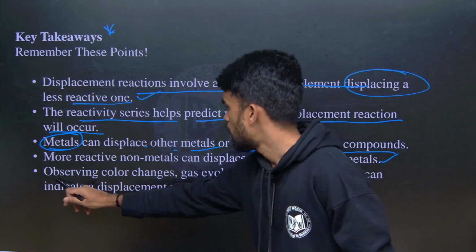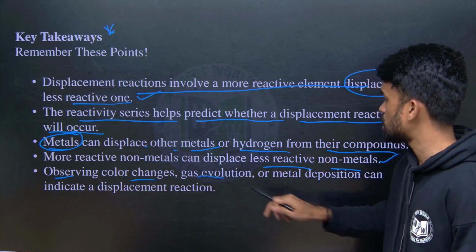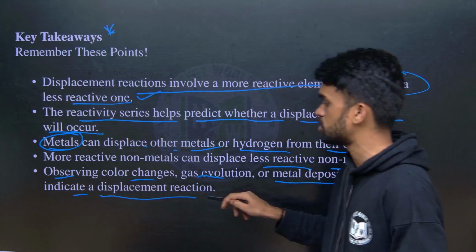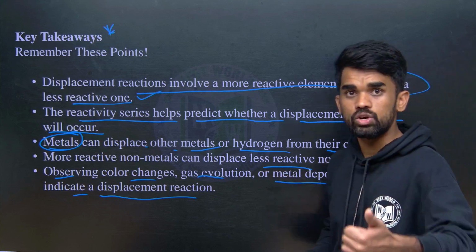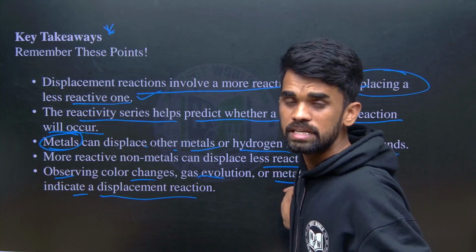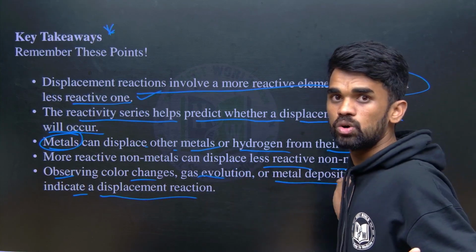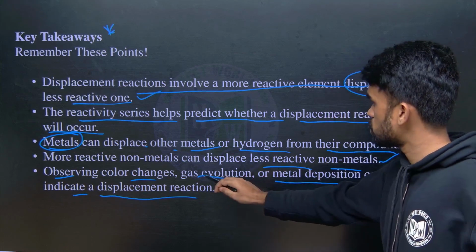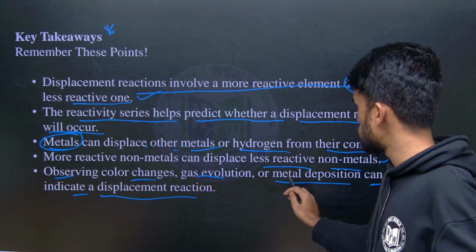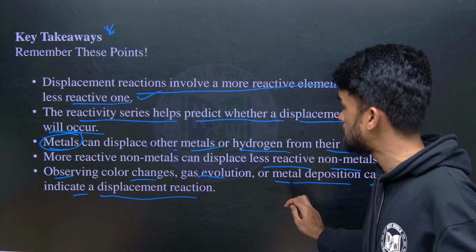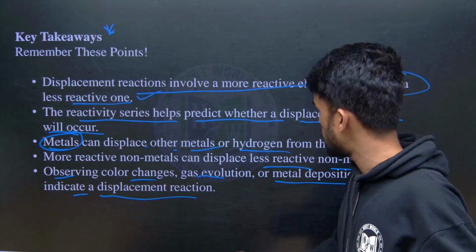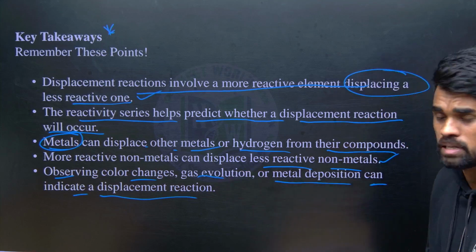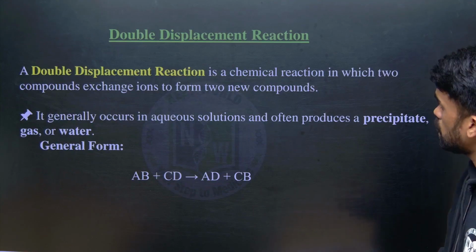Next, observing color changes, gas evolution, and metal deposition can indicate a displacement reaction. Yes, we have seen hydrogen gas liberated, and in the last case pale green converting into orange reddish brown, that is the bromine case. We have seen evolution of gas, and deposition of metal, where copper metal is deposited, in that example. We have also seen color change. So these are the things that happen in displacement reactions. Okay, this is also clear.